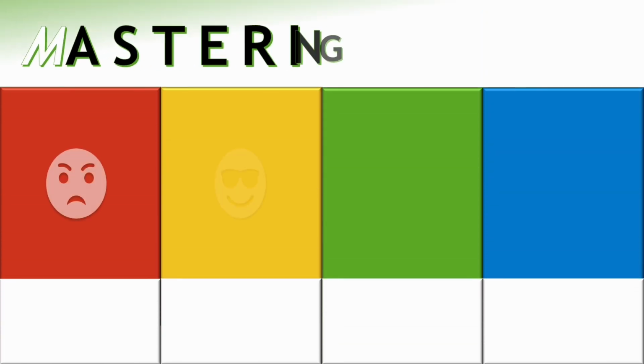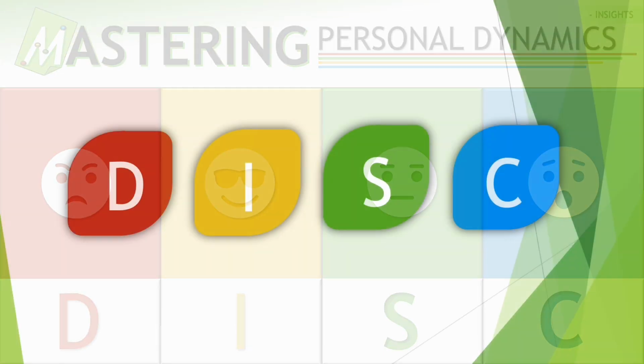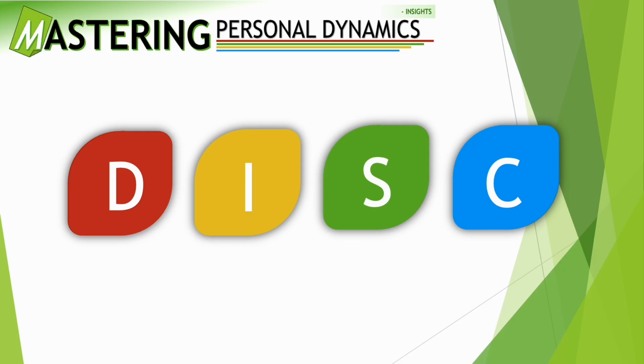Welcome to Mastering Personal Dynamics Using D.I.S.C Insights, an online learning program designed to deepen your understanding of human interaction and influence through the lens of the D.I.S.C language model. Effective communication starts with understanding the unique preferences and needs of each D.I.S.C personality style: dominance, influence, steadiness, and conscientiousness. I will guide you through specific strategies to connect meaningfully with each style, whether you're navigating workplace dynamics, building personal relationships, or fostering collaboration. Let's jump right in.